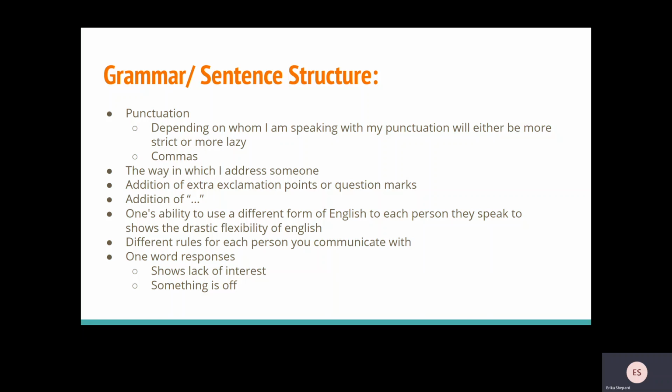Is that you really don't have the energy to say anything else to me? One word, that's all I get? Okay. That's kind of how it's perceived nowadays.